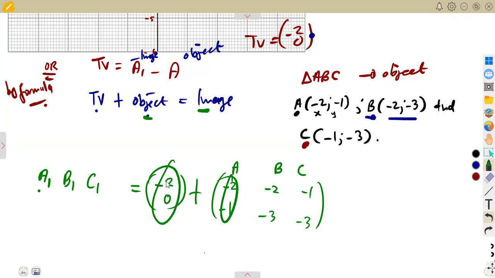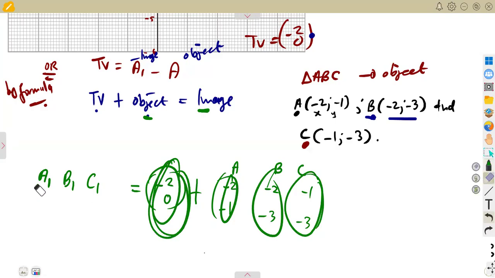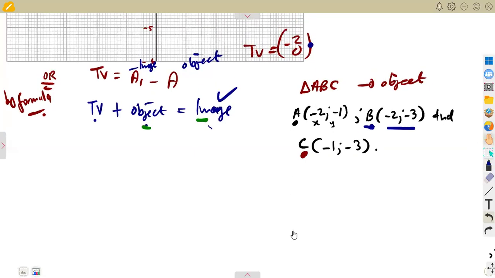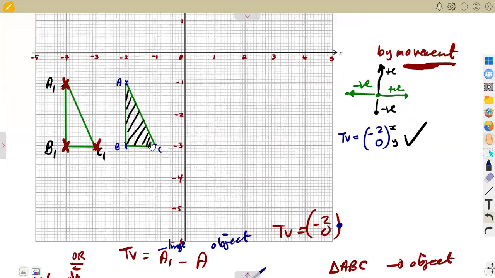So you add this to this, you add this to this, you add this to this, but knowing that it's representing A1, B1, C1. Yes, so you can actually do something like that, as long as you put it in mind exactly what you are doing there. So that is how we can have our image by calculation or by movement.